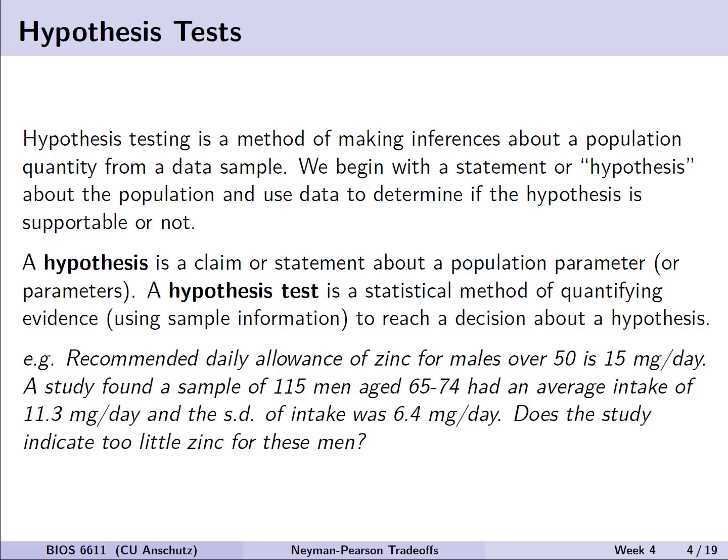For example, we may have a situation where the recommended daily allowance for zinc for males over 50 is 15 milligrams per day. Perhaps a study was done that found a sample of 115 men between 65 to 74 years of age had an average intake of 11.3 milligrams per day with a standard deviation of 6.4. We might ask the question, does the study indicate that there's too little zinc in the diet for these men, and perhaps more broadly for the population of 65 to 74-year-old men?